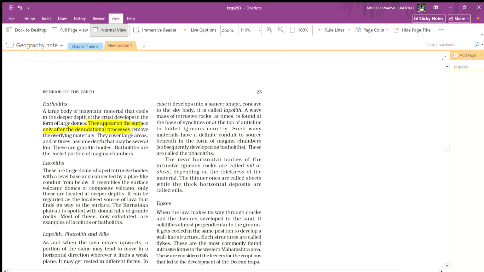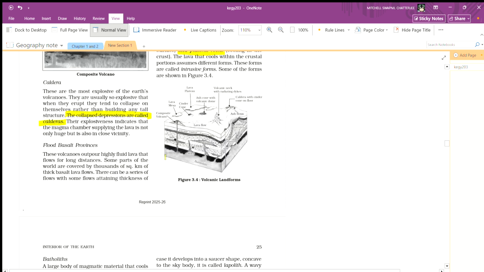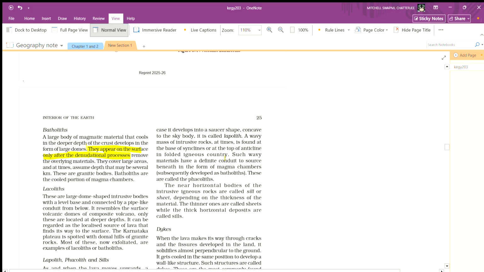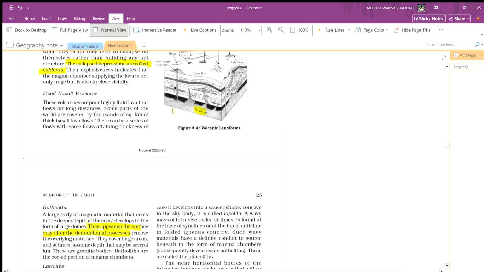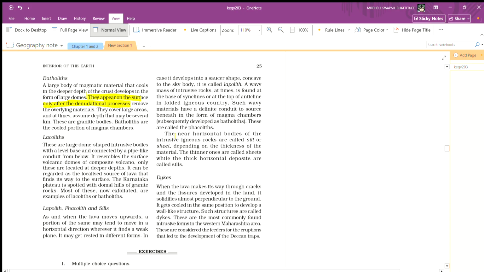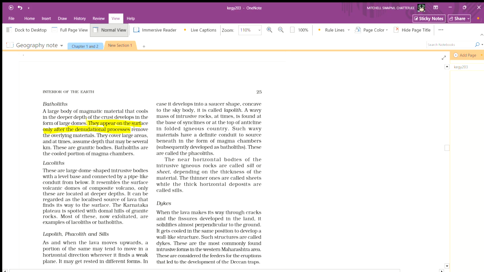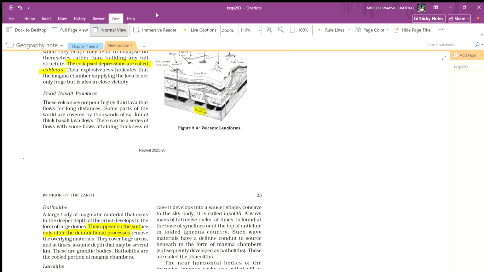Okay. This is batholith. A large body of magmatic material. This is literally magma. Let's cover this.